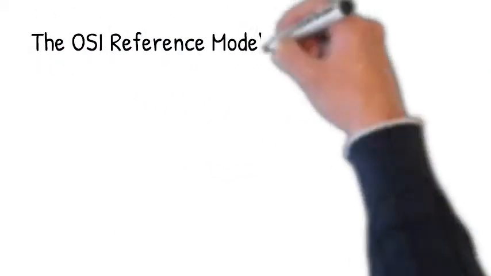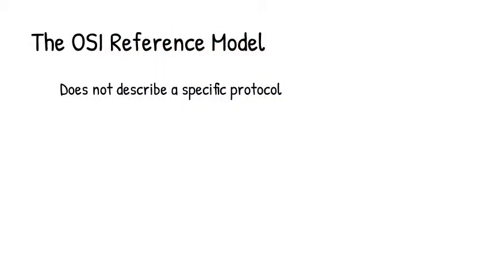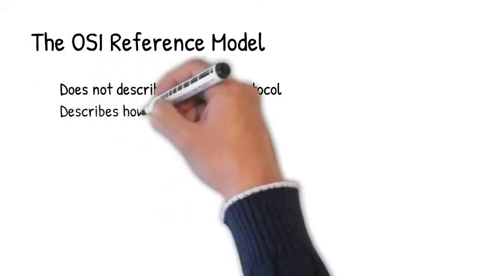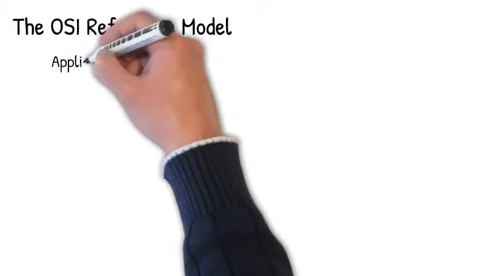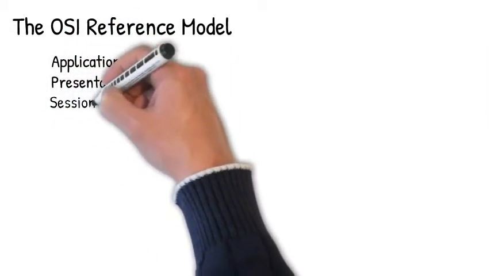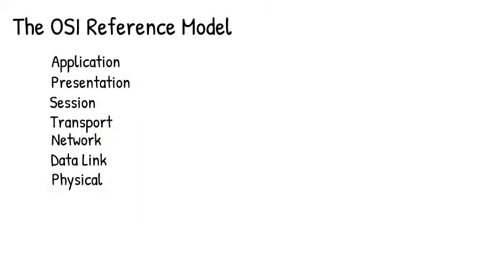So let's talk about the OSI reference model. First off, the OSI reference model does not describe a particular protocol suite. We call it a reference model because we use it to describe how networks should function, not how a specific protocol does. The OSI reference model has 7 layers. From top to bottom, it's application, presentation, session, transport, network, data link, and physical.